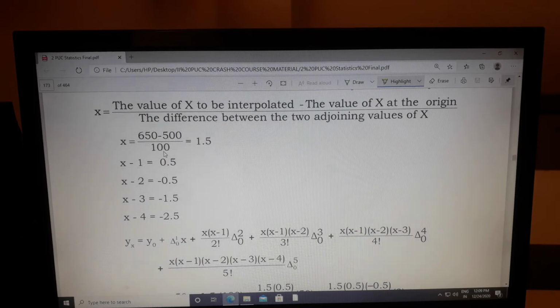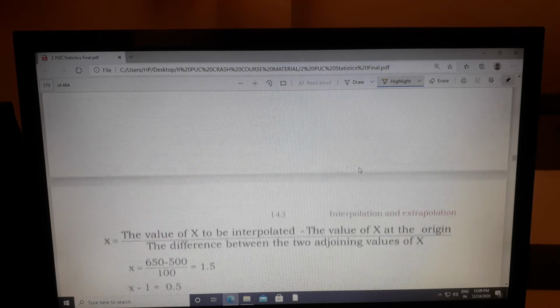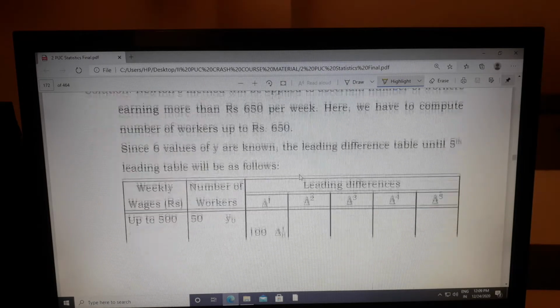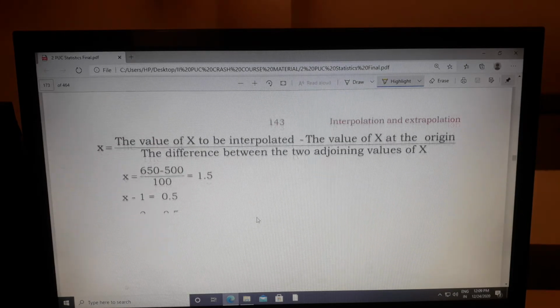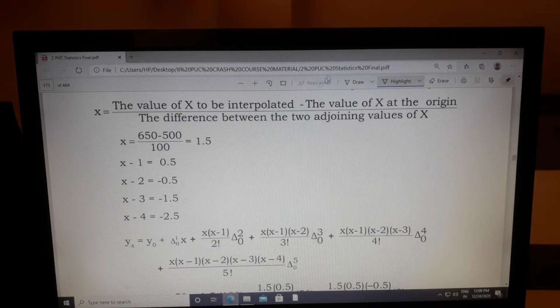650 minus 500, divided by the common difference between the observations. Look here, the common difference: 500 to 600 is 100, then 100, 100, 100. So the common difference must be 100, the difference between two adjoining values of x. 650 minus 500 by 100 equals 1.5. So the x value we calculated is 1.5.